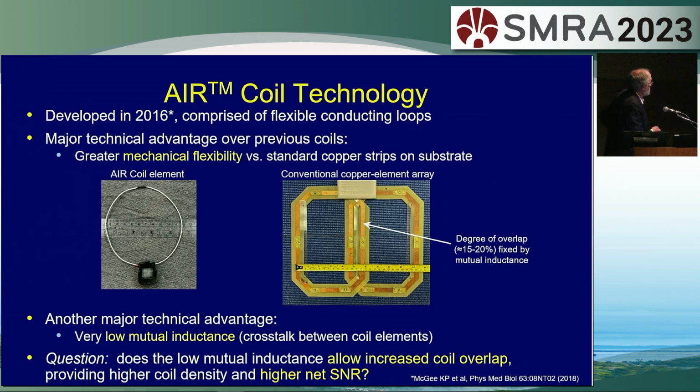Now, the area of study of this talk is to look at another major technical advantage of these air coils, and that's low mutual inductance, which affects the crosstalk between coil elements. Traditional copper-based coils have an overlap of about 25% based on mutual inductance. If the overlap changes, the net signal from the coils will deteriorate. So we asked the question, can we use this to advantage with increased coil density with arrays of air coils?